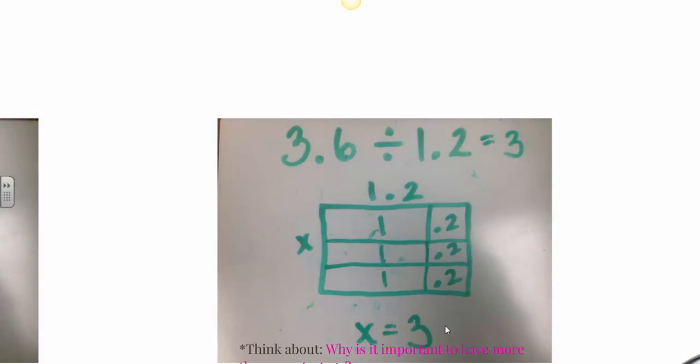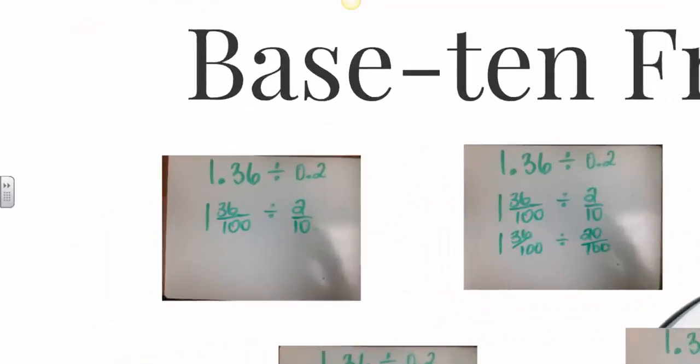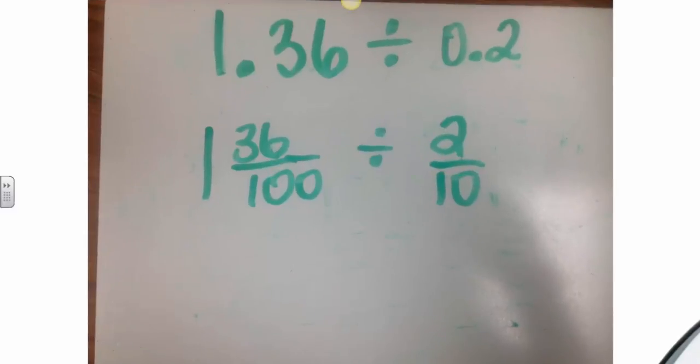Think about this. Why is it important to have more than one strategy? As the decimals within the equation become less friendly, students will need to apply a more efficient strategy. Just as when we were applying the base 10 fractions with multiplication, we have converted the decimals to mixed numbers and fractions.